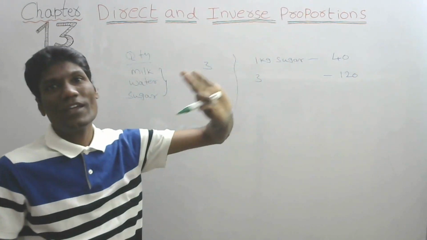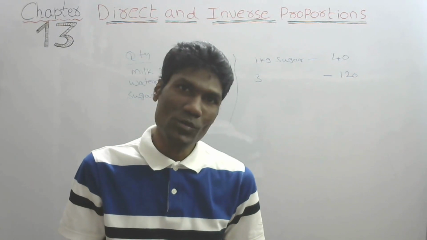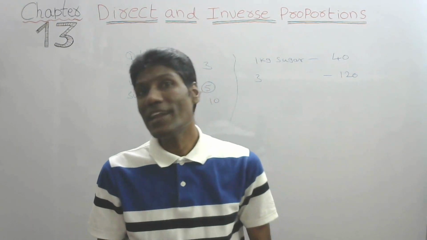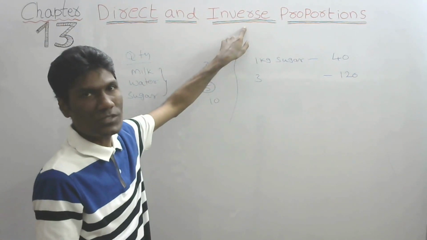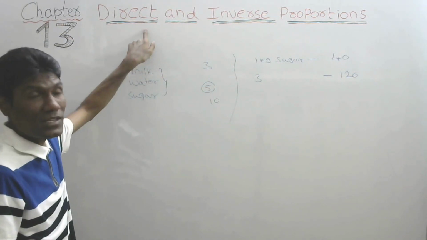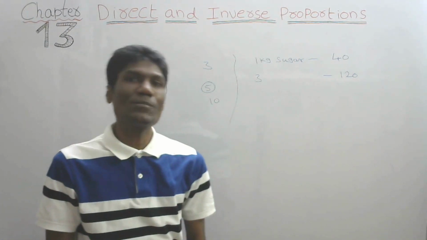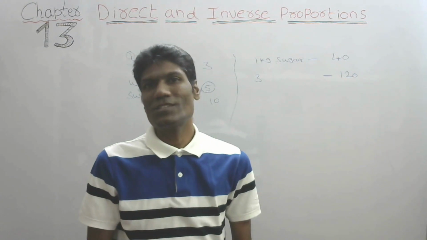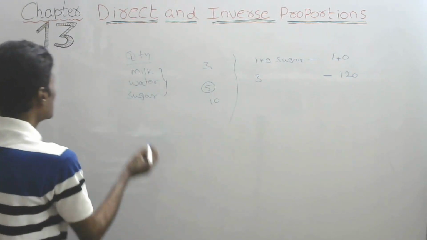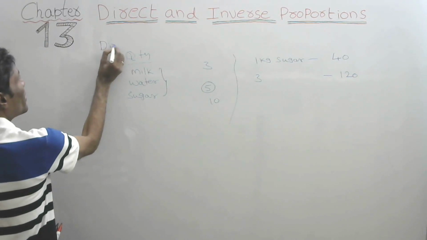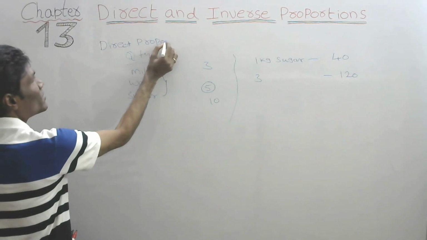Now, in proportion also we have two types. One is a direct proportion and the other is indirect proportion, or it is also called inverse proportion. Now, first we will see a direct proportion. Let us start with a direct proportion.